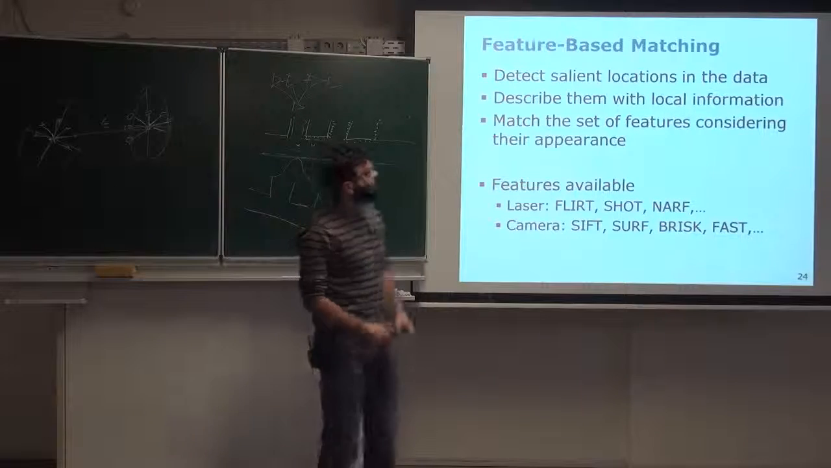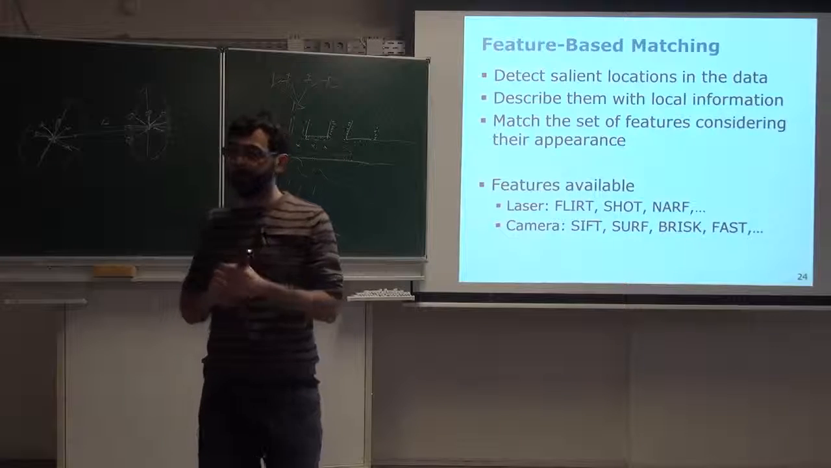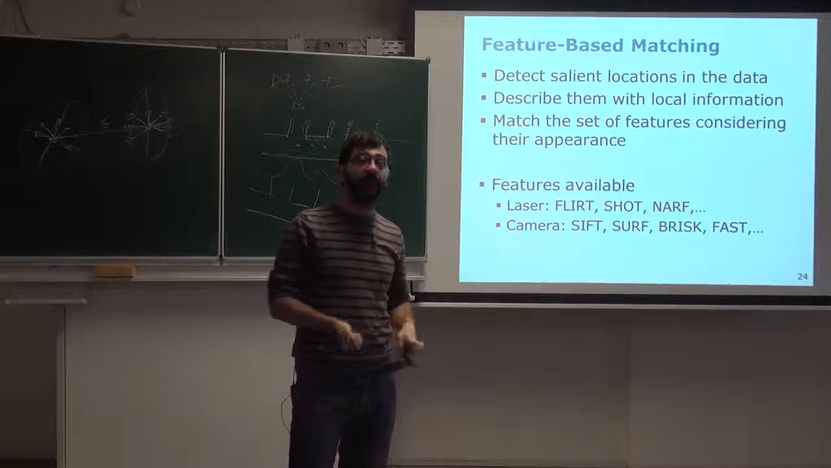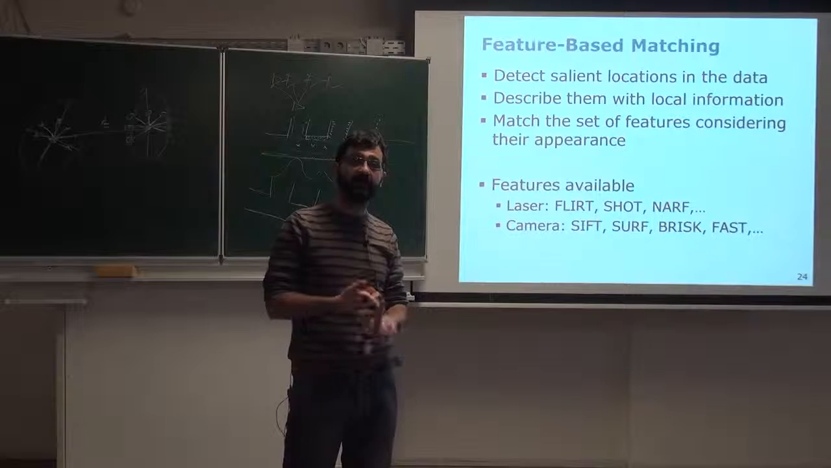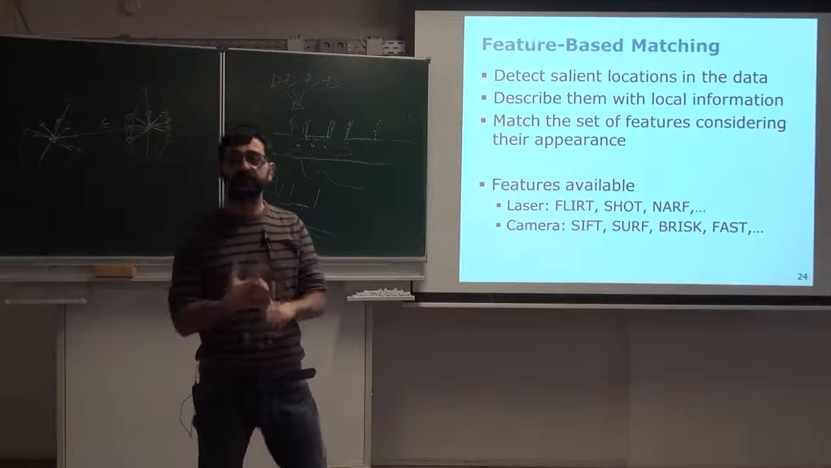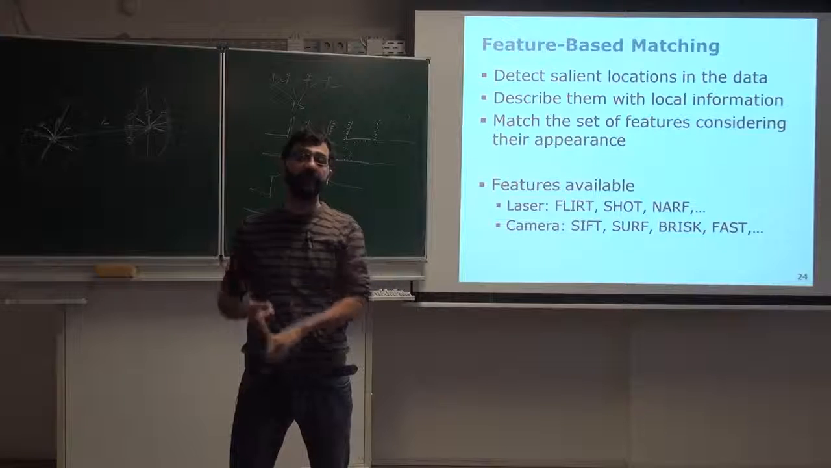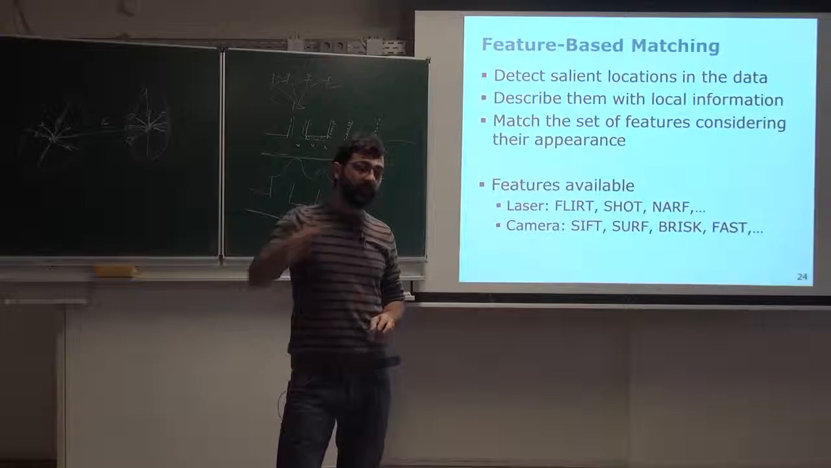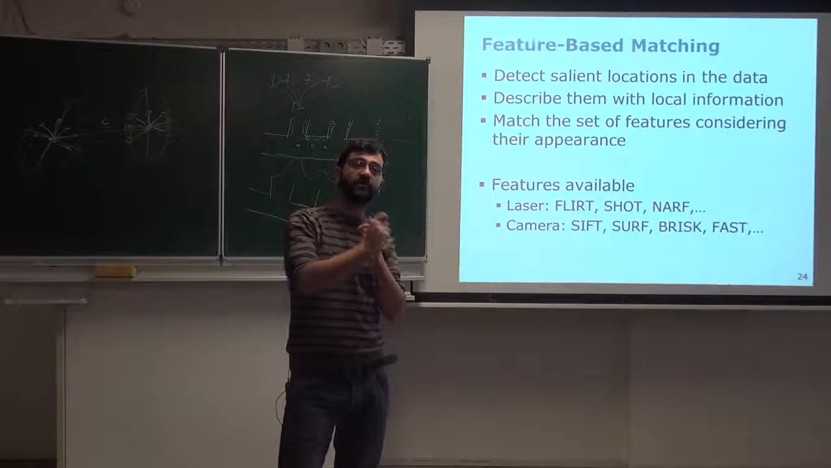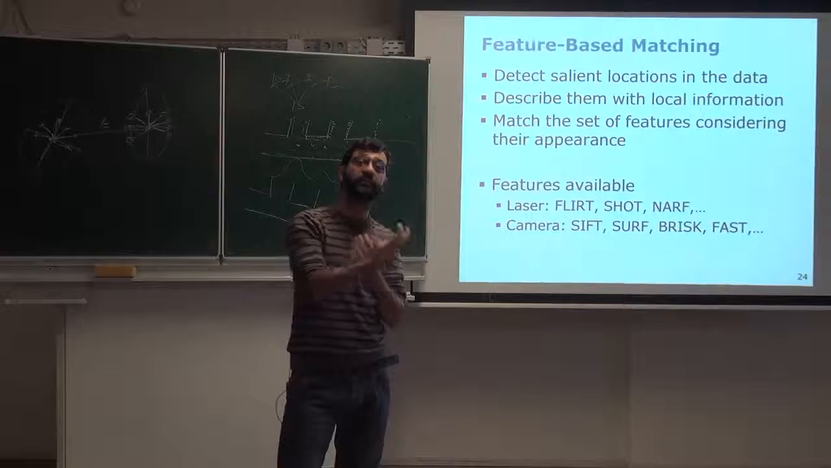So how does this feature-based matching work in practice? There are three main steps. One is that we first detect these features from the data. We describe these features that are detected, and then we do a matching between these feature sets, mostly based on appearance and geometric properties. Okay, so the one limitation of ICP was that the way we do the association between points was just the closest one, and now we do association between points that looks the same.